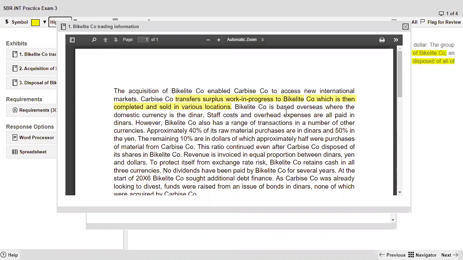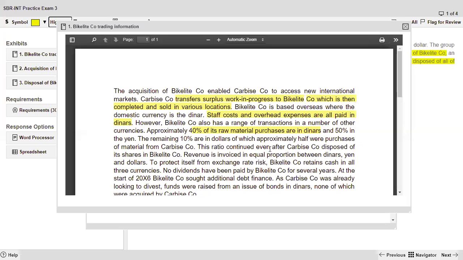Bike Light is based overseas where the domestic currency is dinar. Staff costs and overhead expenses are all paid in dinars. However, Bike Light Company also has a range of transactions in a number of other currencies. Approximately 40% of its raw material purchases are in dinars and 50% in the yen. The remaining 10% are in dollars, of which approximately half are purchases of material from Carbise. So you've got 40% in dinar, 50% in yen, 10% in dollars.